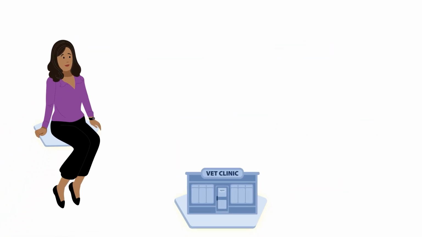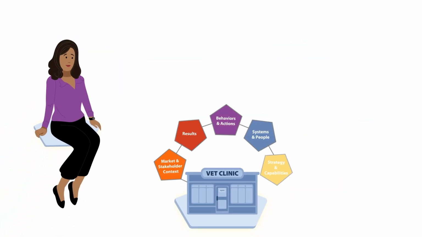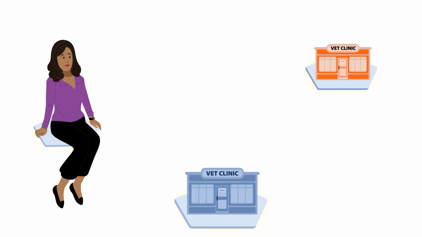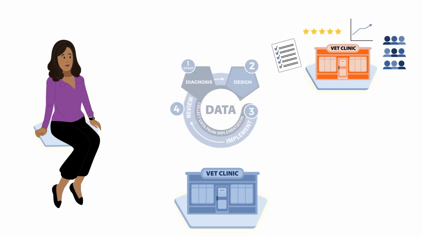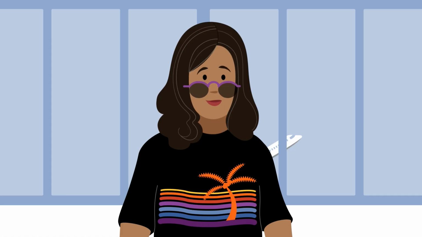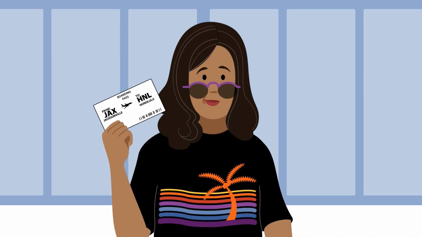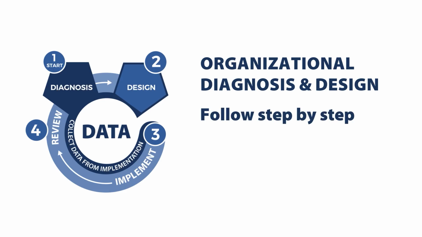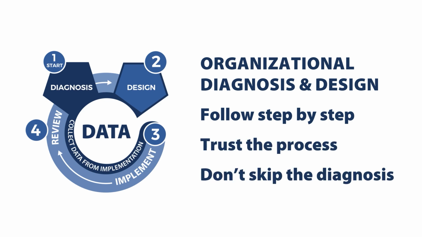Building a business is all about evolution. It's about knowing where you are now, understanding why you want to change, and being thoughtful about where you want to go. The Organizational Diagnosis and Design Toolkit will help you do all of that and plan the steps to get there. In other words, you might not know where you want to be, but you can't get there without using data to truly know where you want to start from. So remember, take it step by step, trust the process, and don't skip the diagnosis.